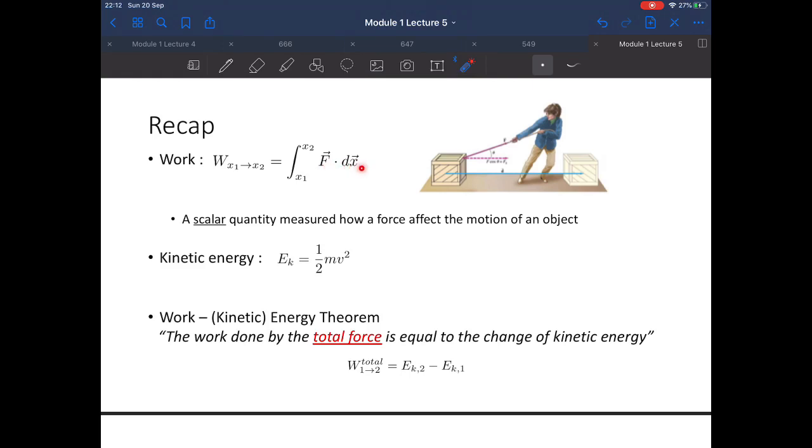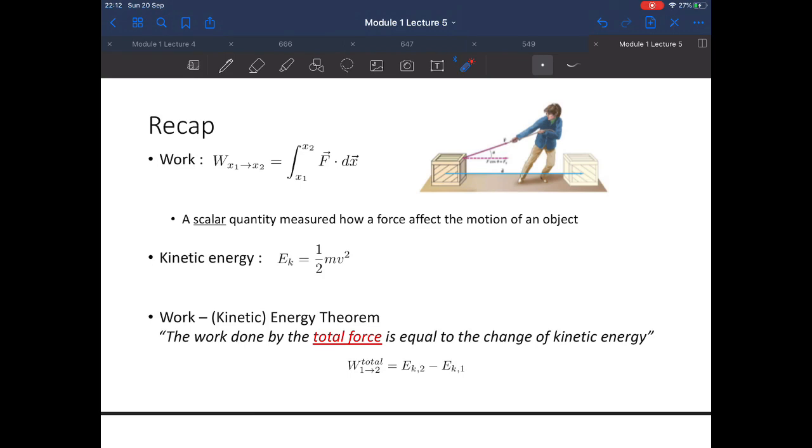From the equation F dot dx, this just means that you need to calculate the force by choosing the component of the force that's pointing in the same direction as the displacement, which in this case is F cosine theta. Then you multiply it by the small displacement dx, and then you do the integral to sum over all the multiplications of F and dx along the whole displacement, from x1 to x2.